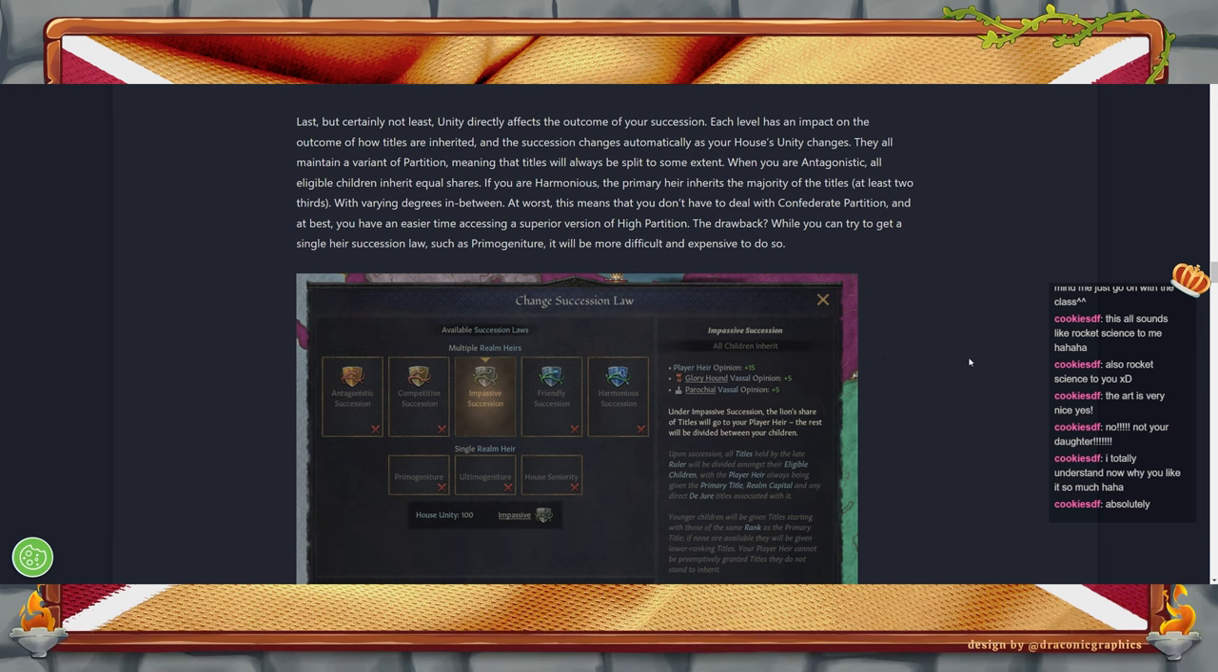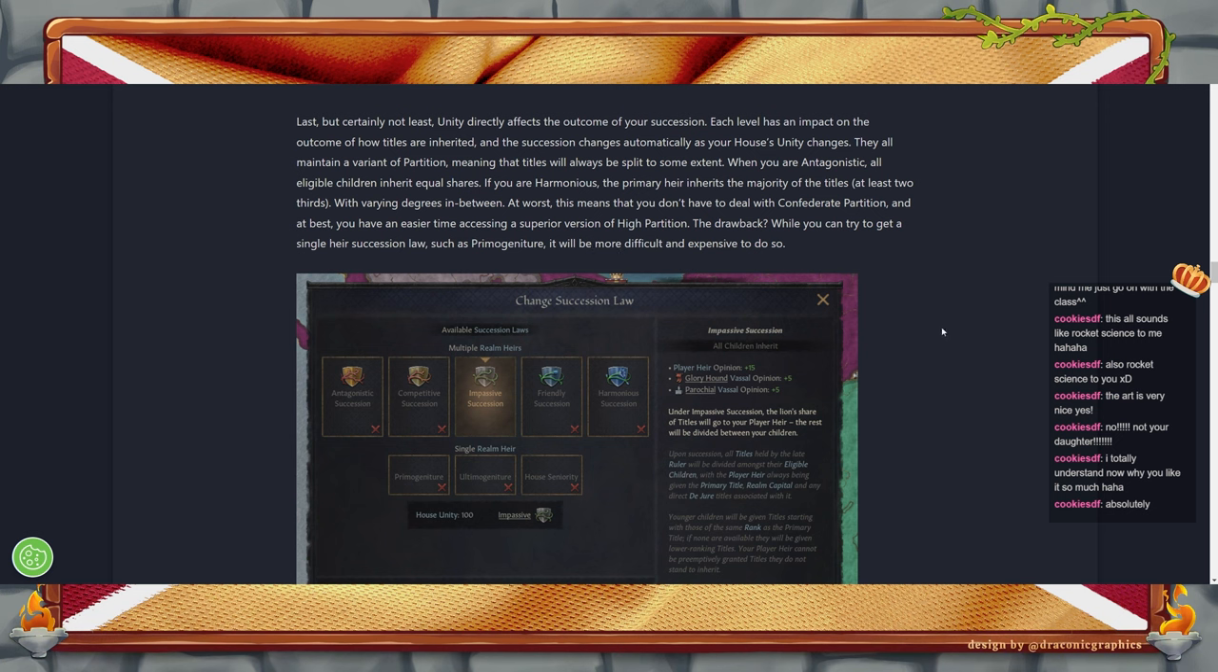Ah, now we get to it. Each level has an impact on the outcome of how titles are inherited, and the succession changes automatically as your house unity changes. They all maintain a variant of partition, meaning the titles will always be split by some extent. Ew, I don't like that. Why? When you're antagonistic, all eligible children inherit equal shares. Yeah, I can feel that in feudalism.